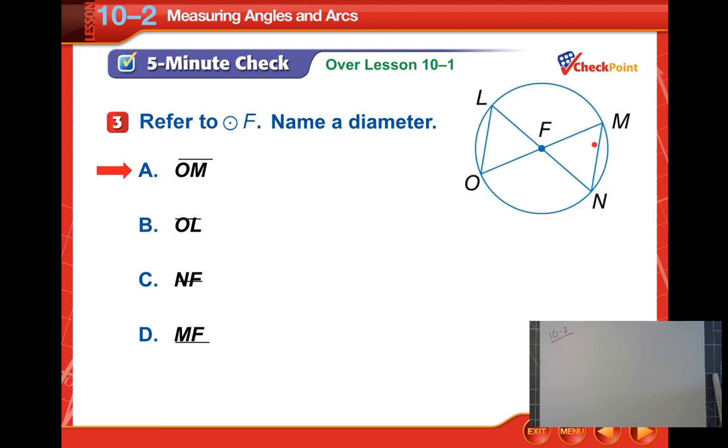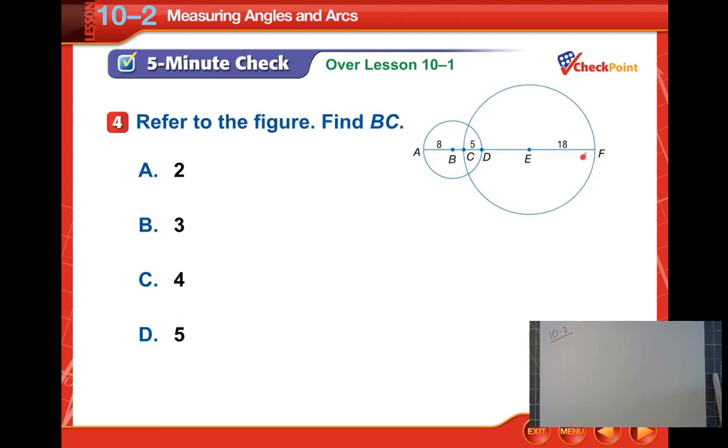Similar question. Something like this is very similar to what we did yesterday. I would encourage you to pause the video right here, give this a shot, and see if you can figure this out. This right here given is 18. The radius of circle E is 18, and the radius of circle B is 8.